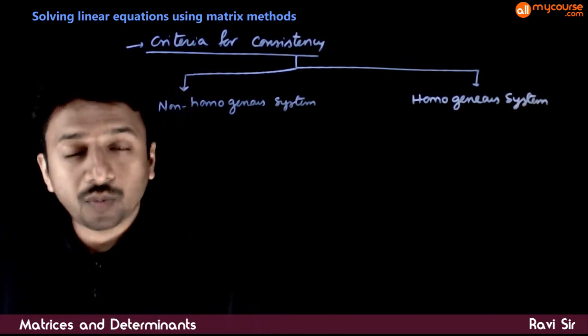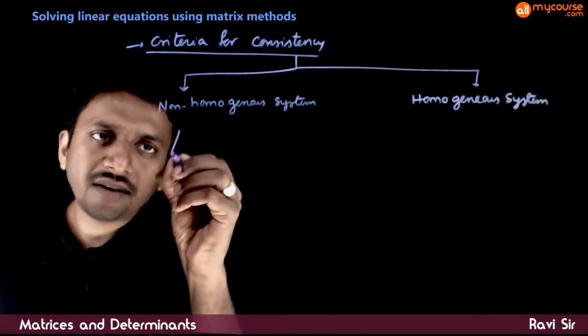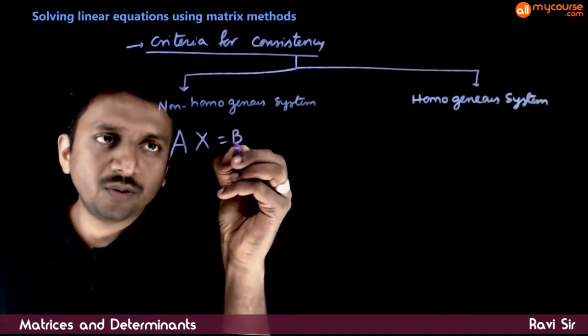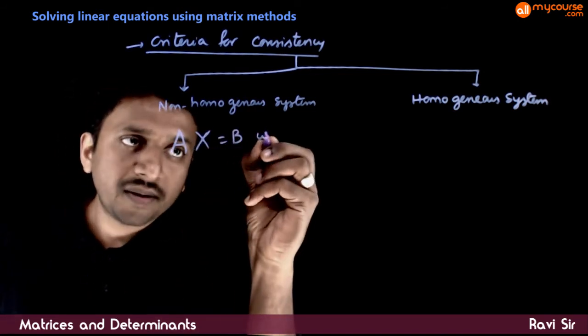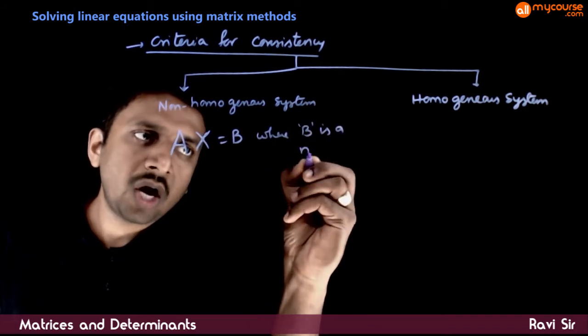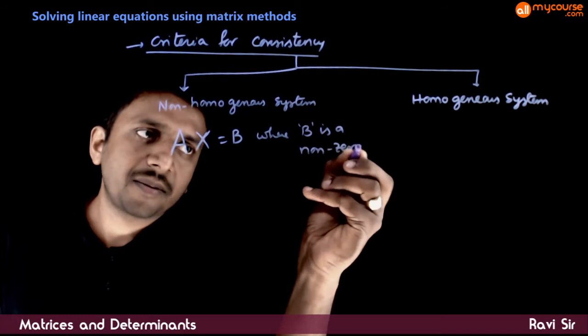So what is a non-homogeneous system? If you have a system of equations like AX is equal to B, where B is a non-zero matrix.